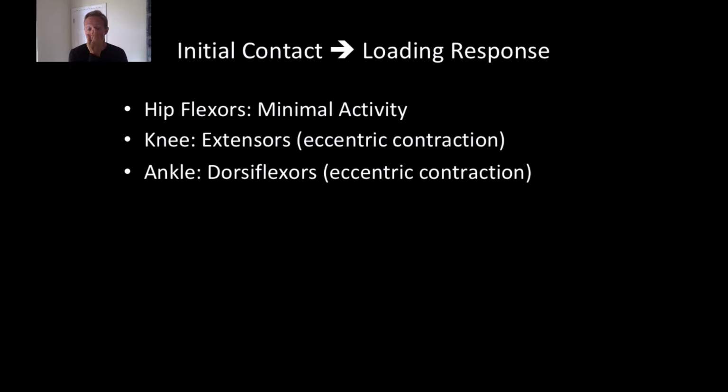And then in terms of muscle activity, when we go from initial contact to loading response is where that knee bends and we absorb shock. This is the activity we're going to see in the muscles as we go between those two categories. In terms of the hip flexors, we're going to see minimal activity. What we're really going to see are the knee extensors or the quadriceps and the ankle dorsiflexors on the front of the shin. Both of these are going to contract eccentrically where the muscles are getting longer.